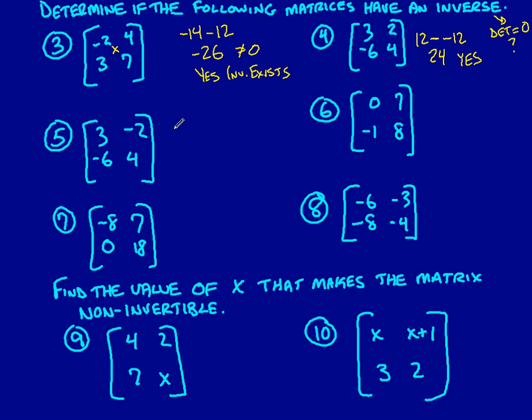In number 5, very similar. 3 times 4 is 12. Negative 6 times negative 2 is positive 12. Subtract them, and I get 0. So this one, there is not an inverse. There is no inverse for this matrix.